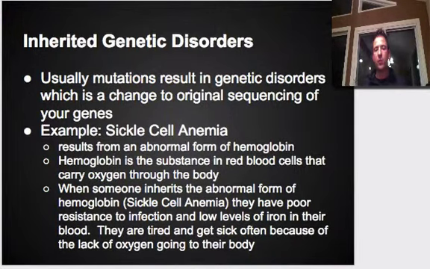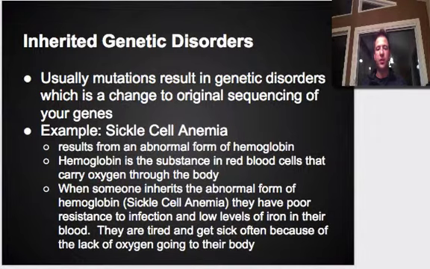What that results from is an abnormal form of hemoglobin, and hemoglobin is a substance in our red blood cells that carries oxygen throughout the body. We actually learned a little bit about hemoglobin and blood in topic 2. So that's going to carry the oxygen. The red blood cells' job is, they're biconcave, so as they float through the bloodstream, they're going to collect oxygen.